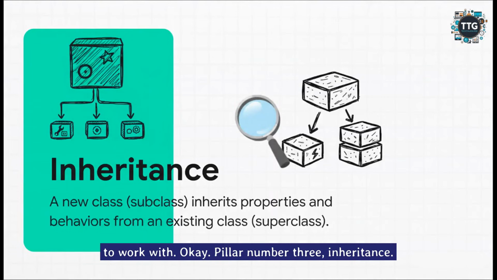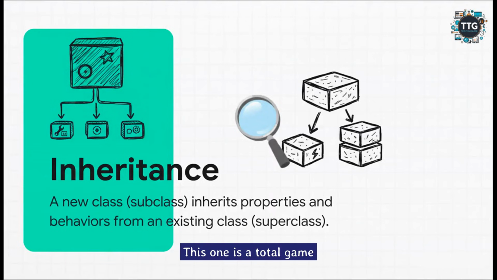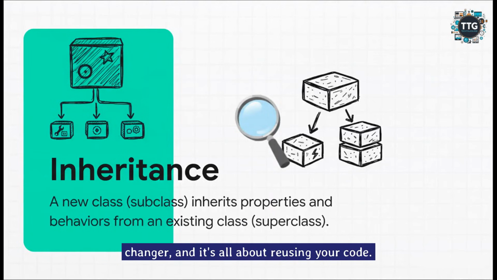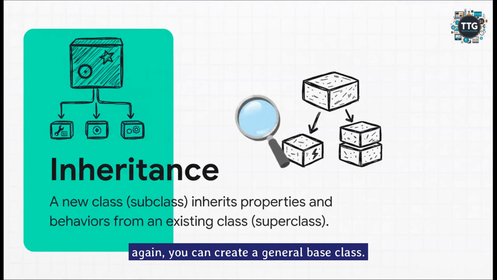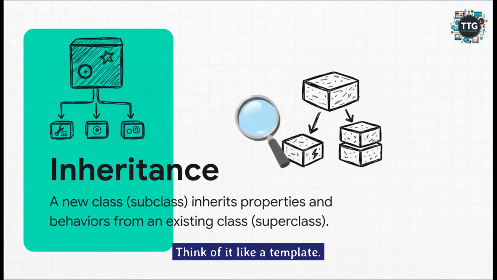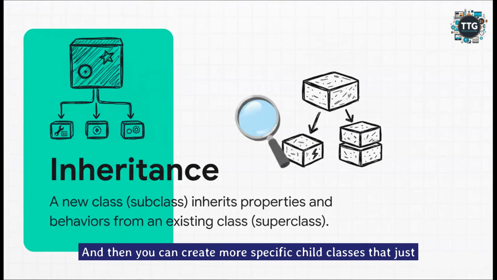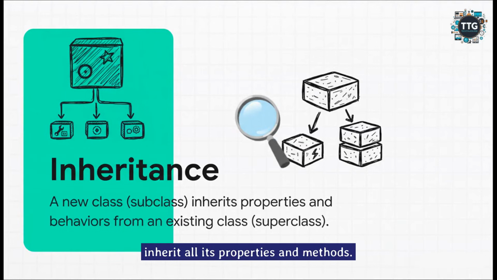Okay, pillar number 3, inheritance. This one is a total game changer, and it's all about reusing your code. Instead of writing the same stuff over and over again, you can create a general base class. Think of it like a template. And then you can create more specific child classes that just inherit all its properties and methods. And the best part? They can add their own unique features on top.